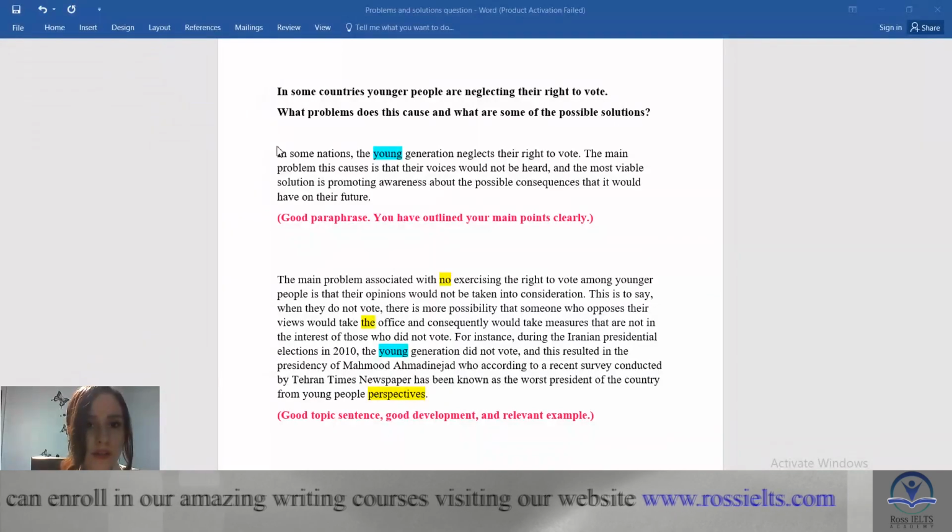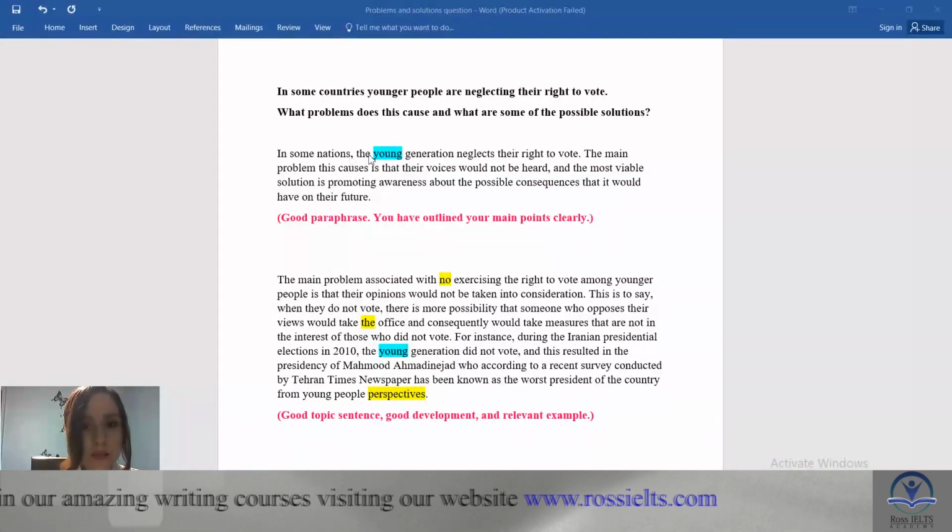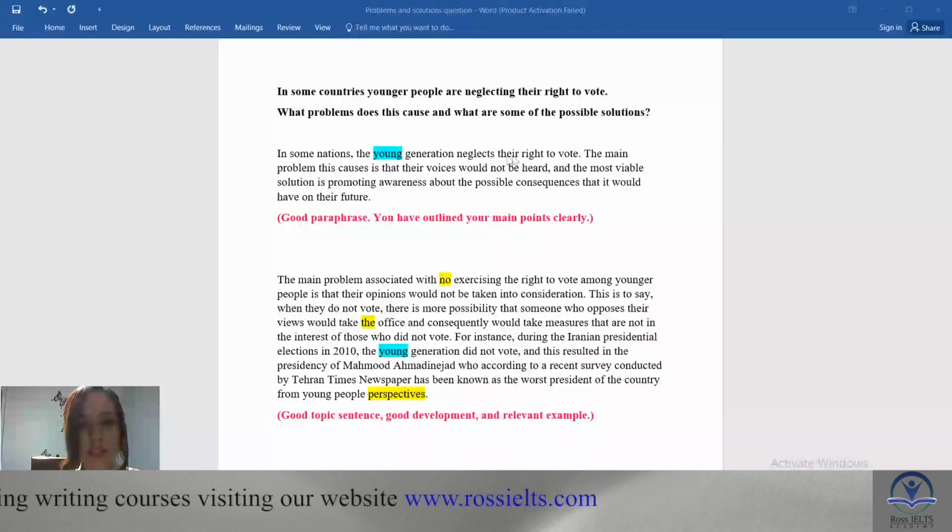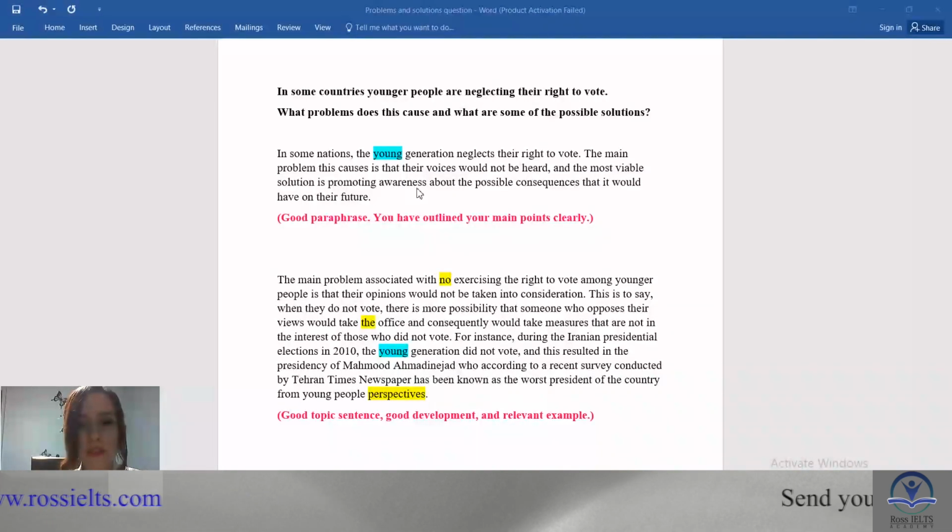Okay, so it starts with this sentence. In some nations, the young generation neglects their right to vote. The main problem this causes is that their voices would not be heard, and the most viable solution is promoting awareness about the possible consequences that it would have on their future.